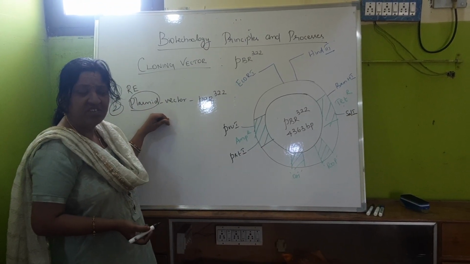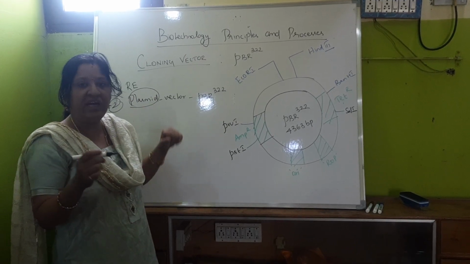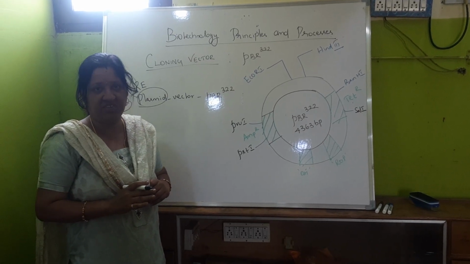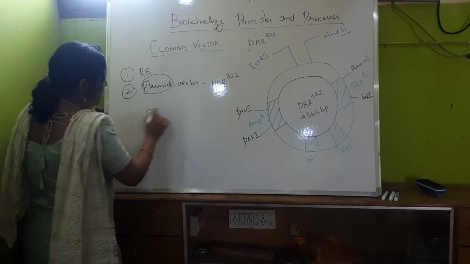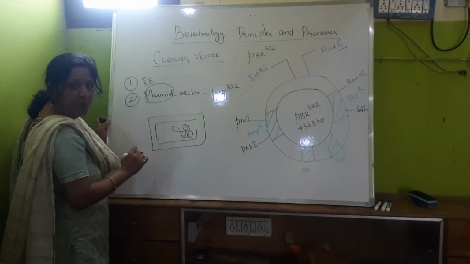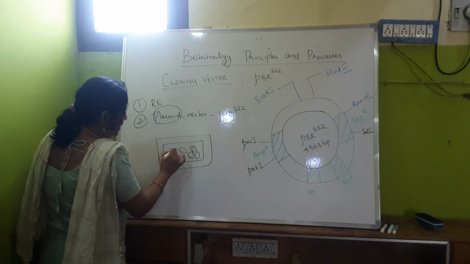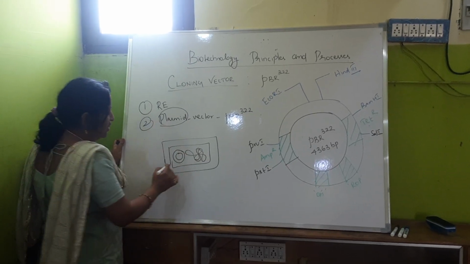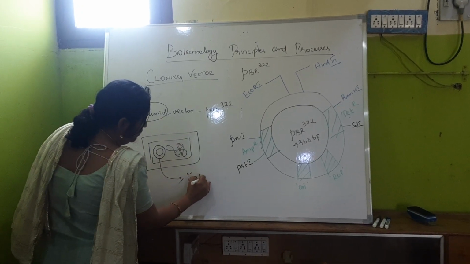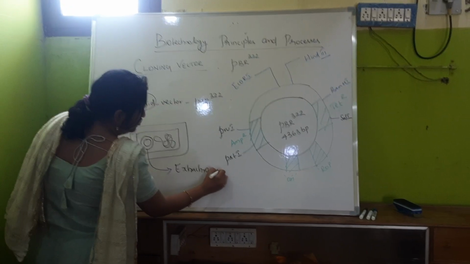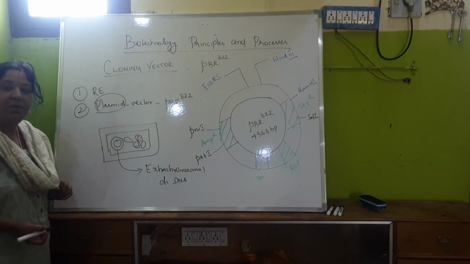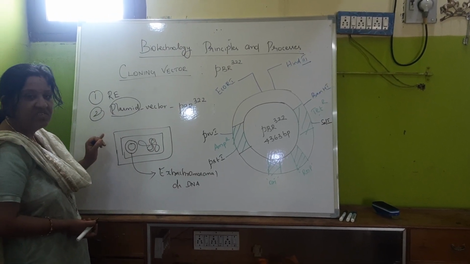So what is the first and foremost property of the plasmid? If you take bacteria, all bacteria do not contain plasmid, only very few bacteria contain plasmid. So what is the specialty about this plasmid? For example, this is the bacteria. This bacteria will have the chromosome, the double-stranded DNA. The extrachromosomal double-stranded DNA which replicates autonomously, that is called a plasmid.